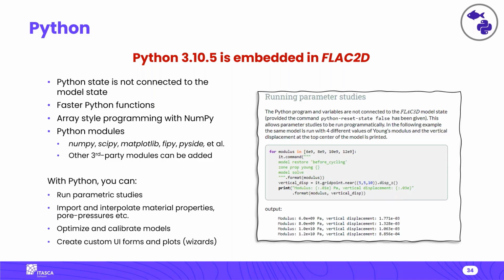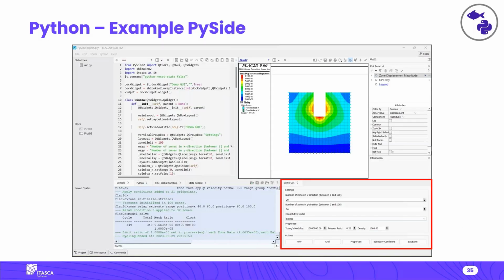So with FISH, this would not be possible because on a model restore or a model new, all the information is always erased. With Python, that is not the case, so it gives us the ability to run parametric studies. A couple other things you can do with Python is you can import and interpolate material properties, often done with flow pressure. You can optimize and calibrate models, and you can create custom UI or UI dialogues, commonly known as wizards. So I won't go into the building of this UI with PySide.